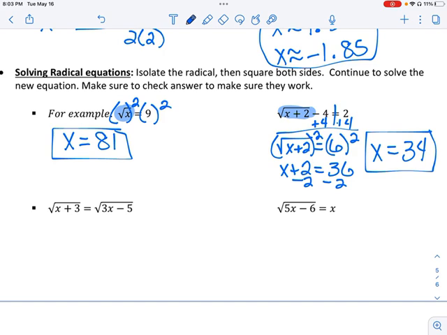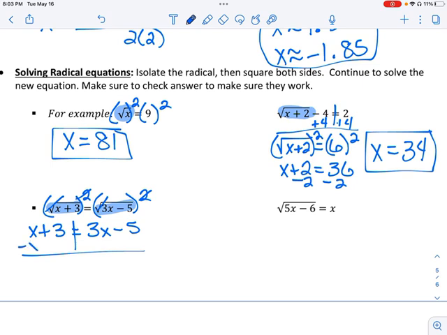Worked out perfect. Okay, if we look at this third one down here, you'll notice I have two radicals, but they are both isolated. So I'm going to square both of those. That would cancel out the square root, and I'm left with x plus 3, and that equals 3x minus 5, because that cancels out as well.